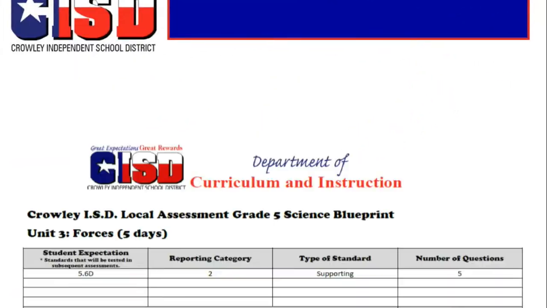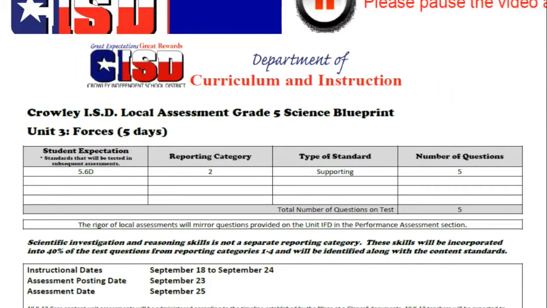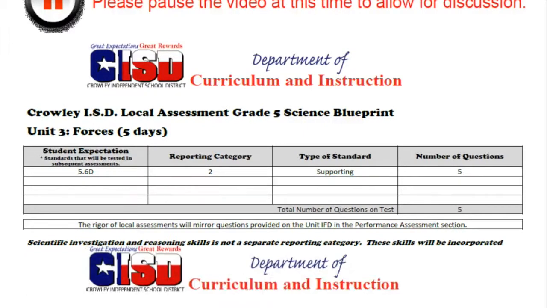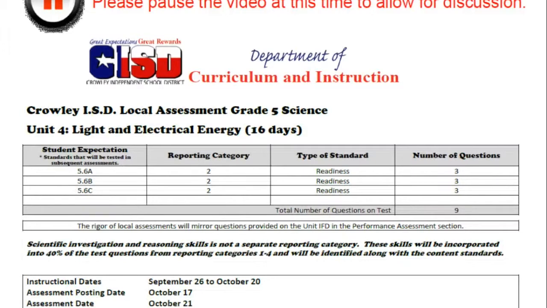Now look at the Unit 3 Local Assessment Blueprint, pausing the video to discuss. Discussion points should include instructional dates, assessment posting, assessment date, and number of days for teaching the unit. Looking at the Unit 4 Local Assessment Blueprint, pause the video again to look at the same discussion points as you did for the Unit 3 Local Assessment Blueprint. Take careful note of the ending date for the unit, being mindful the unit instruction and assessment carry over into the second 6 weeks.